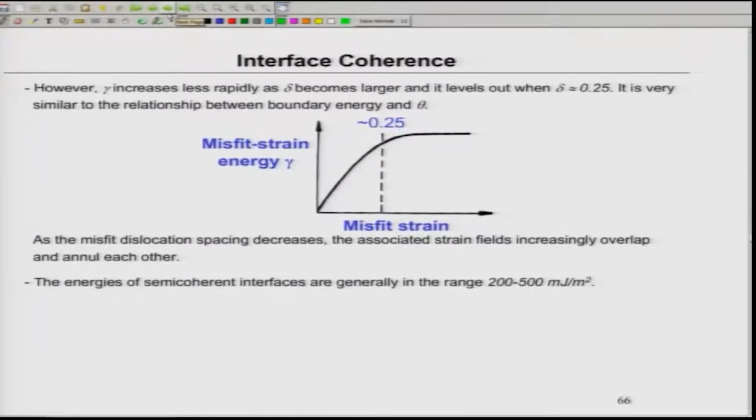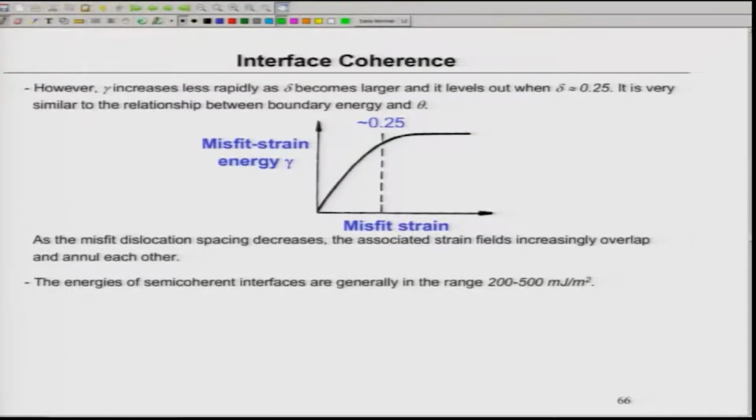So, therefore, I can actually do a little bit of maths. This is basically coming from literature, from measurements of energies or calculations. When the misfit increases, gamma increases rapidly, as you see here. That is because you are creating dislocations on one side, and on the other hand you are making some of the atomic plane bonds distorted. But it has been seen that when delta reaches a critical value, which is about 0.25, then the misfit energy becomes constant. It does not increase further.